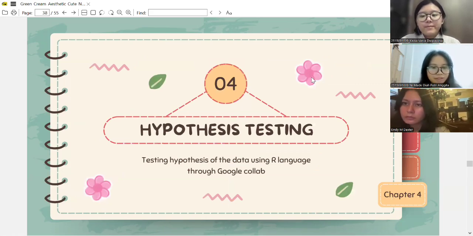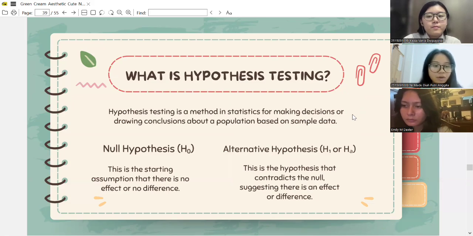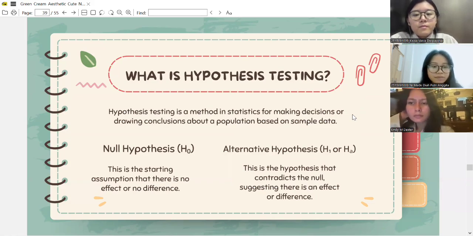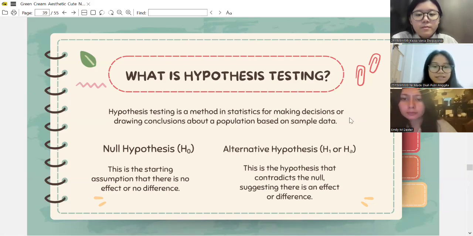We move to hypothesis testing. Testing hypothesis of the data using R language through Google Colab. So what is hypothesis testing? Hypothesis testing is a method in statistics for making decisions or drawing conclusions about a population based on sample data. There are two kinds of them. Null hypothesis: this is the starting assumption that there is no effect or no difference. And alternative hypothesis: this is the hypothesis that contradicts the null, suggesting there is an effect or difference.